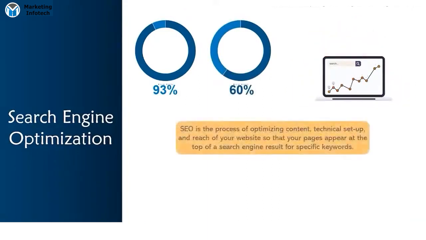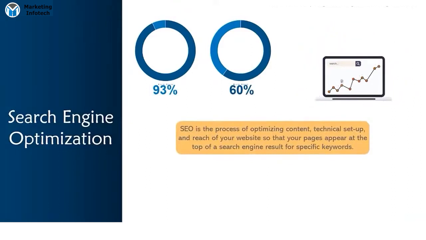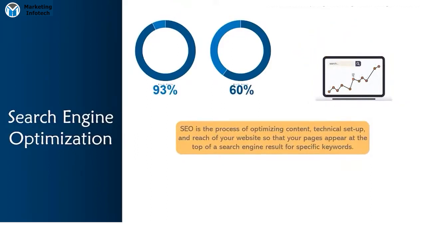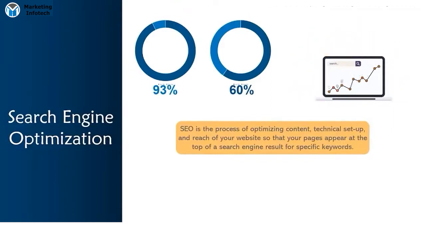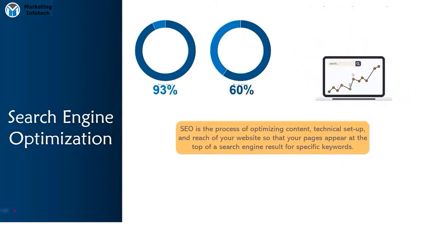So SEO is basically the process of optimizing content, technical setup, and the reach of your website so that your pages appear at the top of the search engine result pages for any specific keyword. The major goal is to attract visitors to your website when they search for products or services related to your business. This is going to profit the visitor as well as the business, because the number of views that you get is directly proportional to the revenue or the number of sales that your company makes.